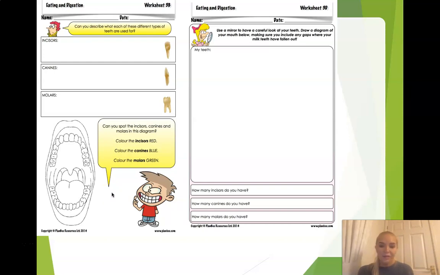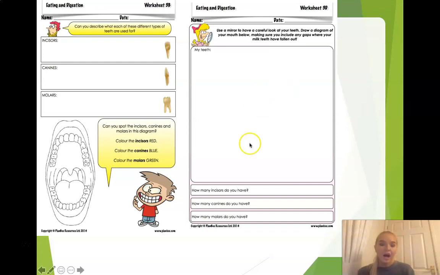Now if you don't have red, blue or green, you can create yourself a different key. You might want to use one in pen, one in pencil, one in a different coloured pen, for example, but make sure you correctly make a key so that I can see that you know it, okay? And your final task for science today, using a mirror, have a careful look at your teeth. I would like you to draw a diagram of your mouth, making sure that you include all of your teeth, but also any gaps where your milk teeth have fallen out, because you might have lost a tooth recently.